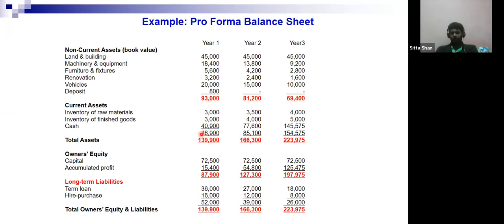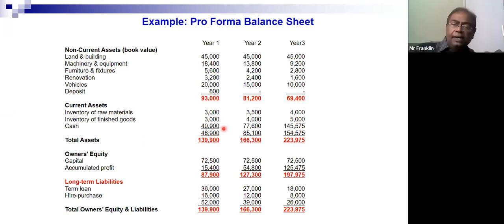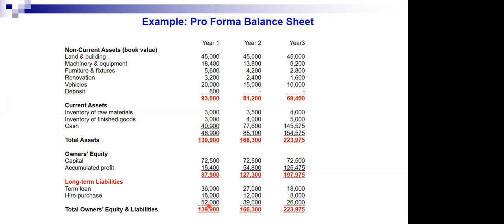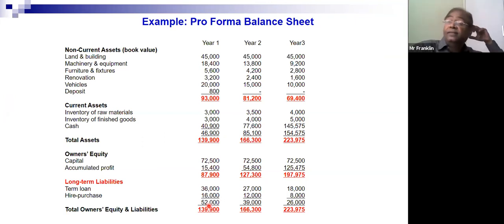So 40,900 divided by the liability, how much? 52,000. How much is that? Is it less than 1? Yes, less than 1. 0.78. Even worse, 0.78, right? Isn't it?